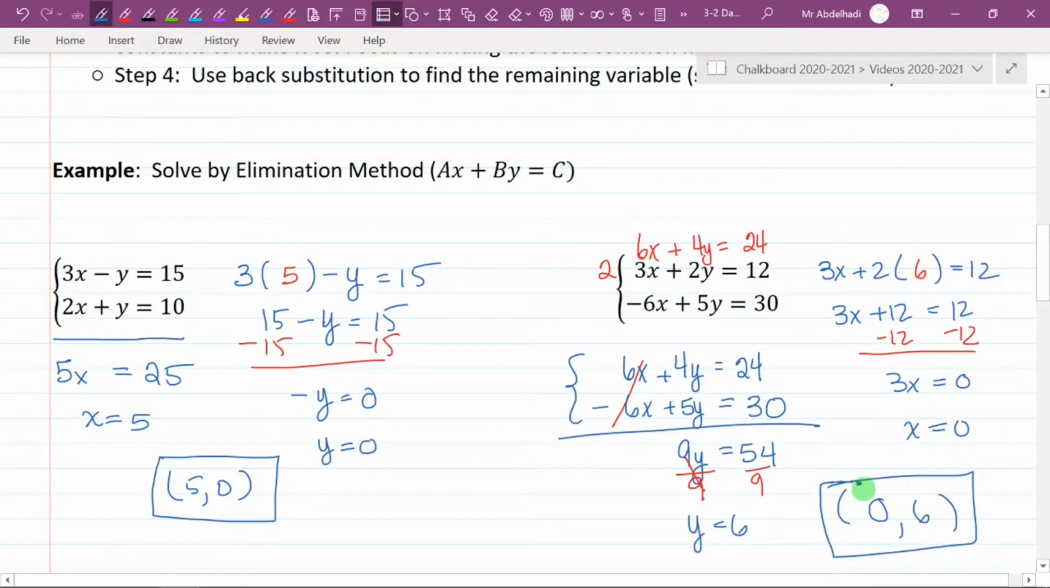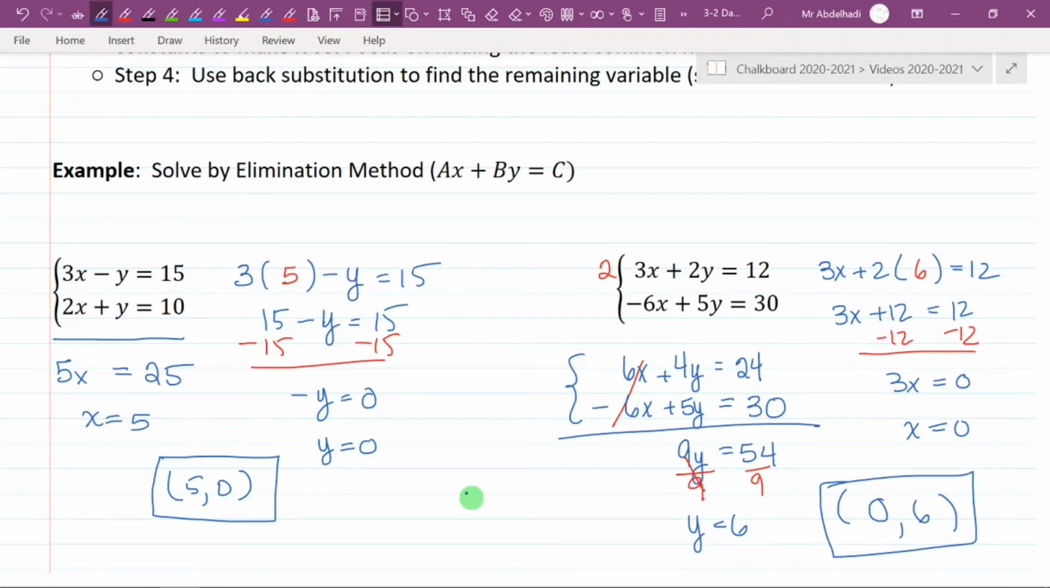Now I can check my answer here, okay? And you really should check your work, especially on a quiz. Let's see if that works. If x is 0, this is 3 times 0, which is 0, plus 2 times y is 6. This is going to be 2 times 6, which is 12, and 12 does equal 12. So that works. How about here? Negative 6 times 0 is going to be nothing, plus 5 times 6, which is going to be 30. Yeah, this is correct. So both of our first two questions happen to have a 0 as one of the answers, as one of the coordinates, but that doesn't matter. Okay, we didn't do anything wrong.